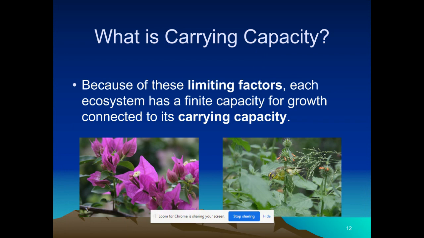Carrying capacity is the finite capacity for growth. Okay, in our classroom, our carrying capacity would be 30 kids. Okay, we can't put 50 kids in the classroom. We sure wouldn't have no social distancing then, would we? So that's your carrying capacity. Every environment has a certain number of animals it can hold.